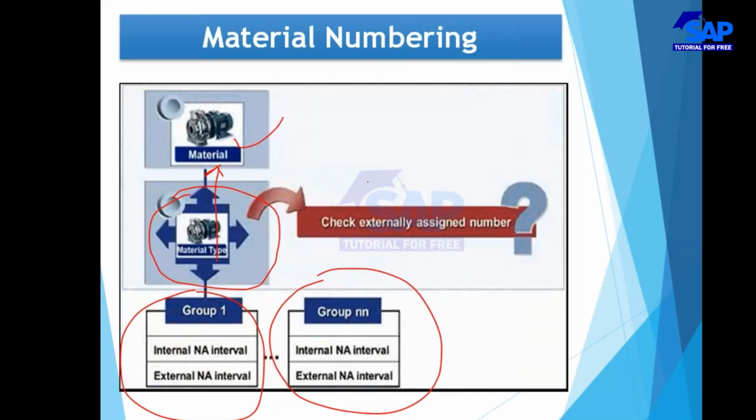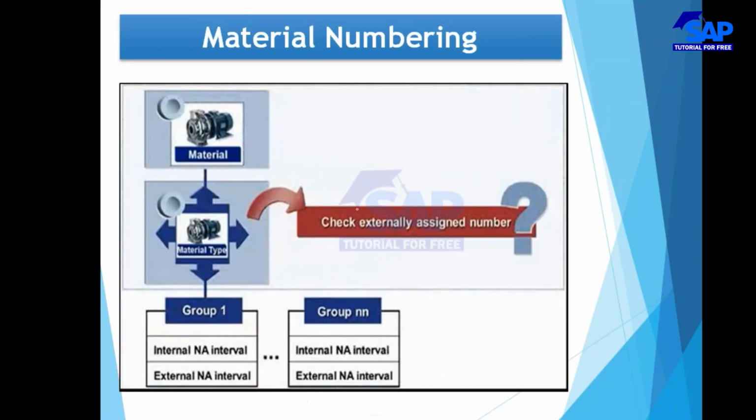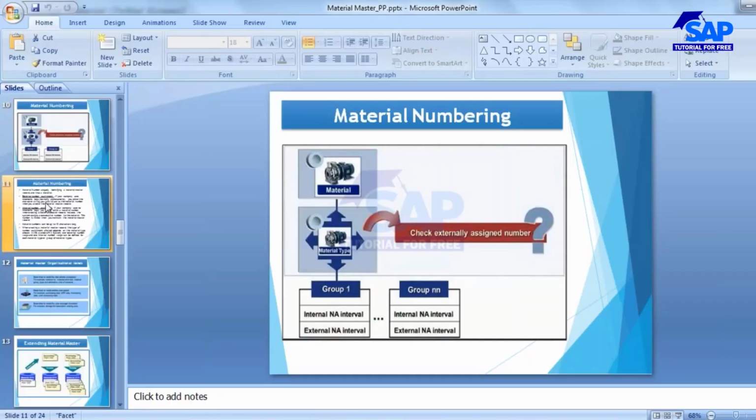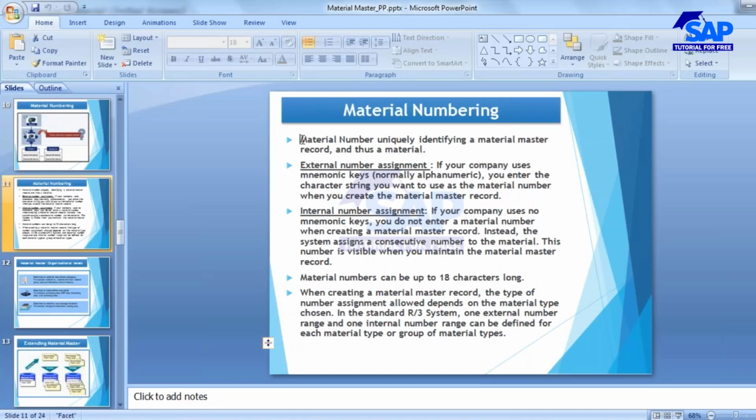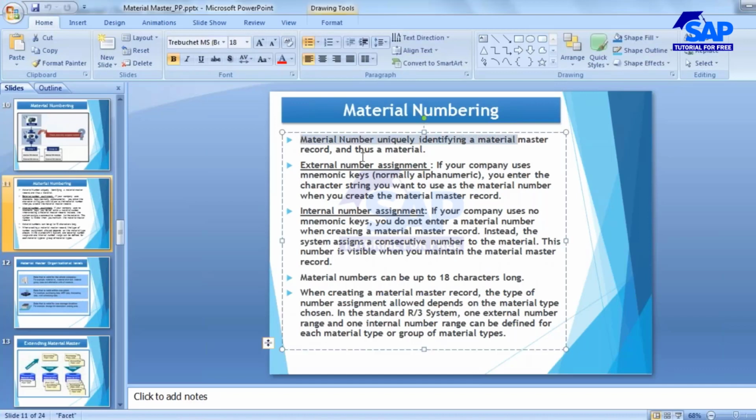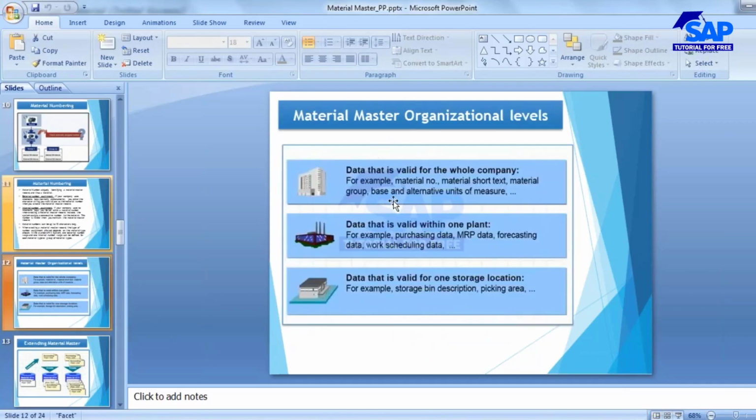Okay, this material numbering configuration normally will be taken care of by the MM people. Okay, now let's say this is the one we discussed. Material number, uniquely identifying a material master record and a material. So material number basically identifies the particular material. Okay, it's a unique number given to each material. Now there are two options available as I said earlier: external number assignment, internal number assignment.